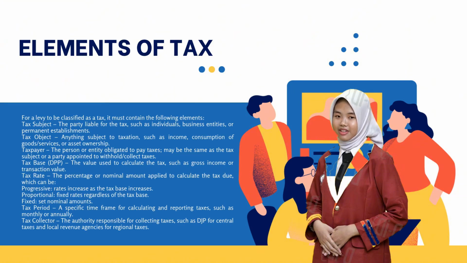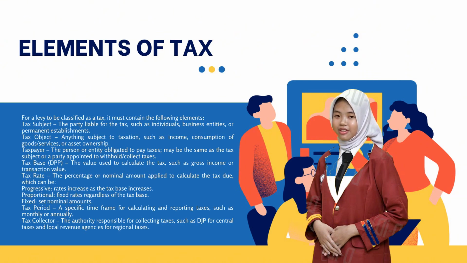appointed to withhold/collect taxes. Tax base, DPP: the value used to calculate the tax, such as gross income or transaction value. Tax rate: the percentage or nominal amount applied to calculate the tax due, which can be progressive, where rates increase as the tax base increases.